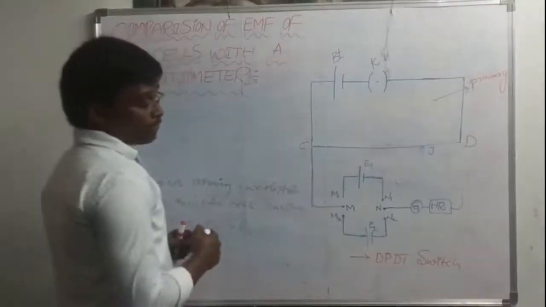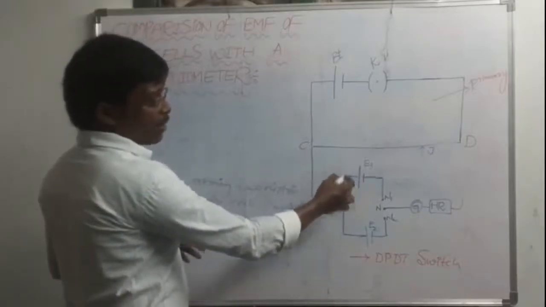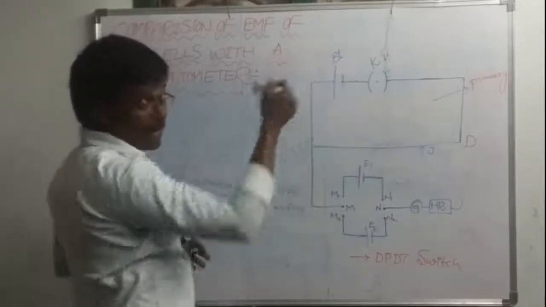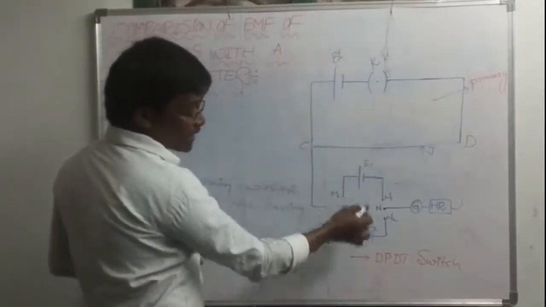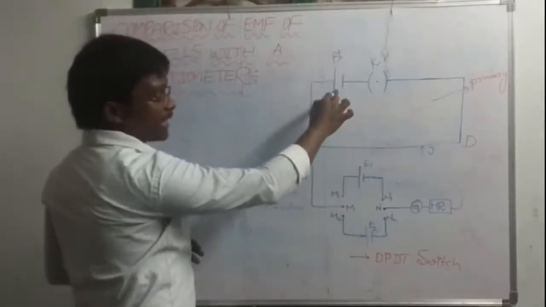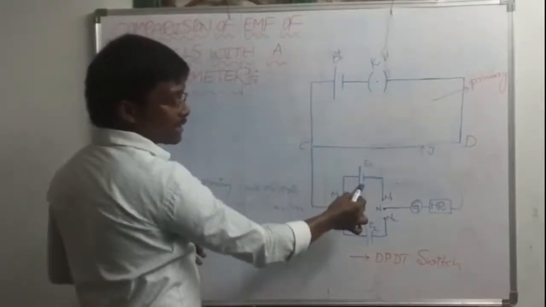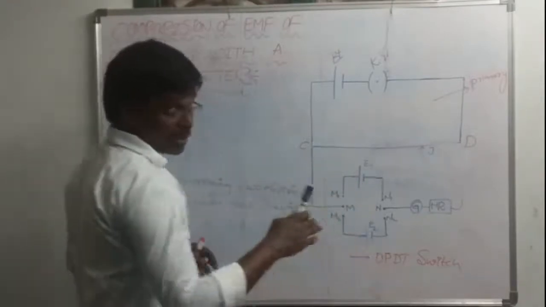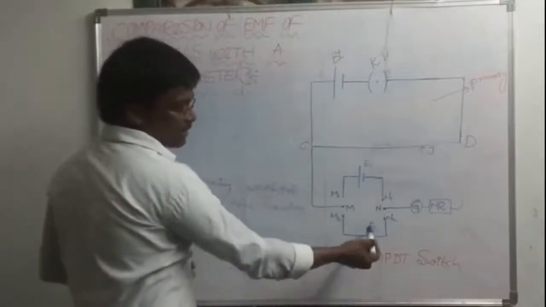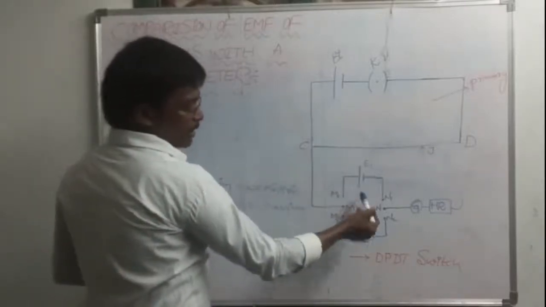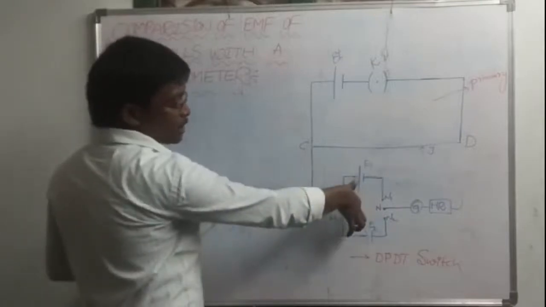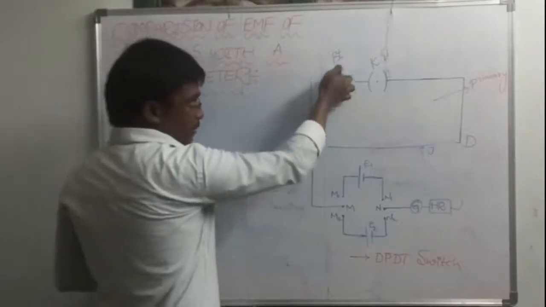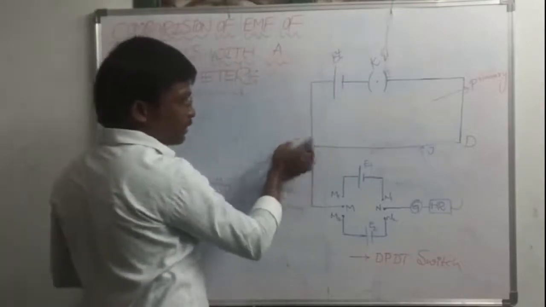The positive terminal of the battery and the positive terminals of the cells. The positive terminal of the battery is this one. This is one cell, and this is the positive terminal of that cell. And this is the positive terminal of the second cell. Correct. Suppose this is the first cell and this is the second cell. So both these positive terminals are connected with one end of the potentiometer wire, and the battery positive terminal is also connected with one end of the potentiometer wire.